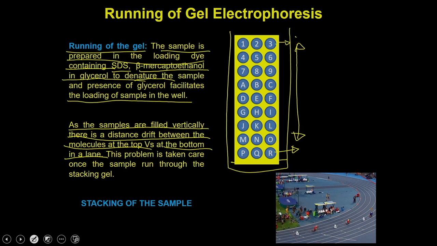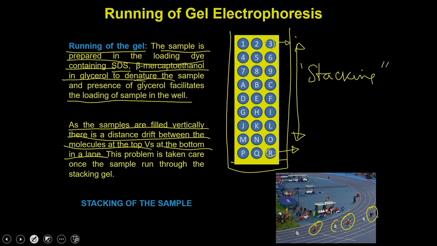You can understand that simply by looking at a racing track. If you see a racing track, the players are sitting at very different locations, because at all these different locations, the diameter of the circle is different. But in this case, you don't have such options. So what you have to do is, by any means, bring the 3 and the R together, and that you can do simply if you do a stacking of the sample.